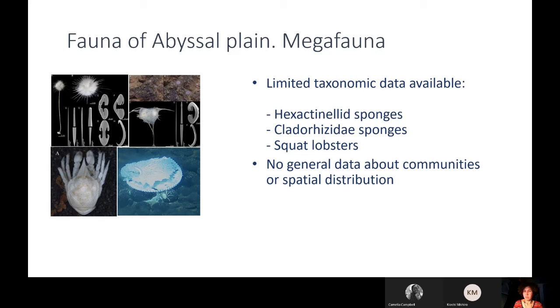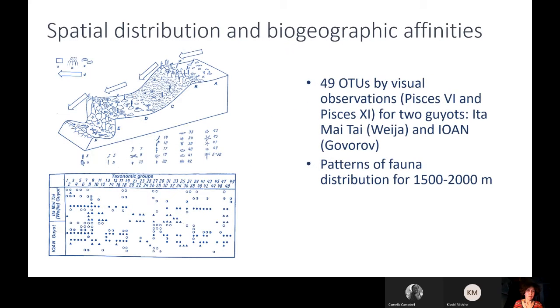Our data about megafauna is very limited, and mostly reported taxa are sponges or squat lobsters, and there is no general data about community or any special megafauna there. However, we have some data about spatial distribution and biogeographical affinities of the seamounts themselves, based on observation in the 9th cruise of the Academic Mstislav Keldysh, with visual observation done by Pisces on 2 seamounts. That is Vega Guyot now, and Ioan Guyot, also known as Govorov Guyot.